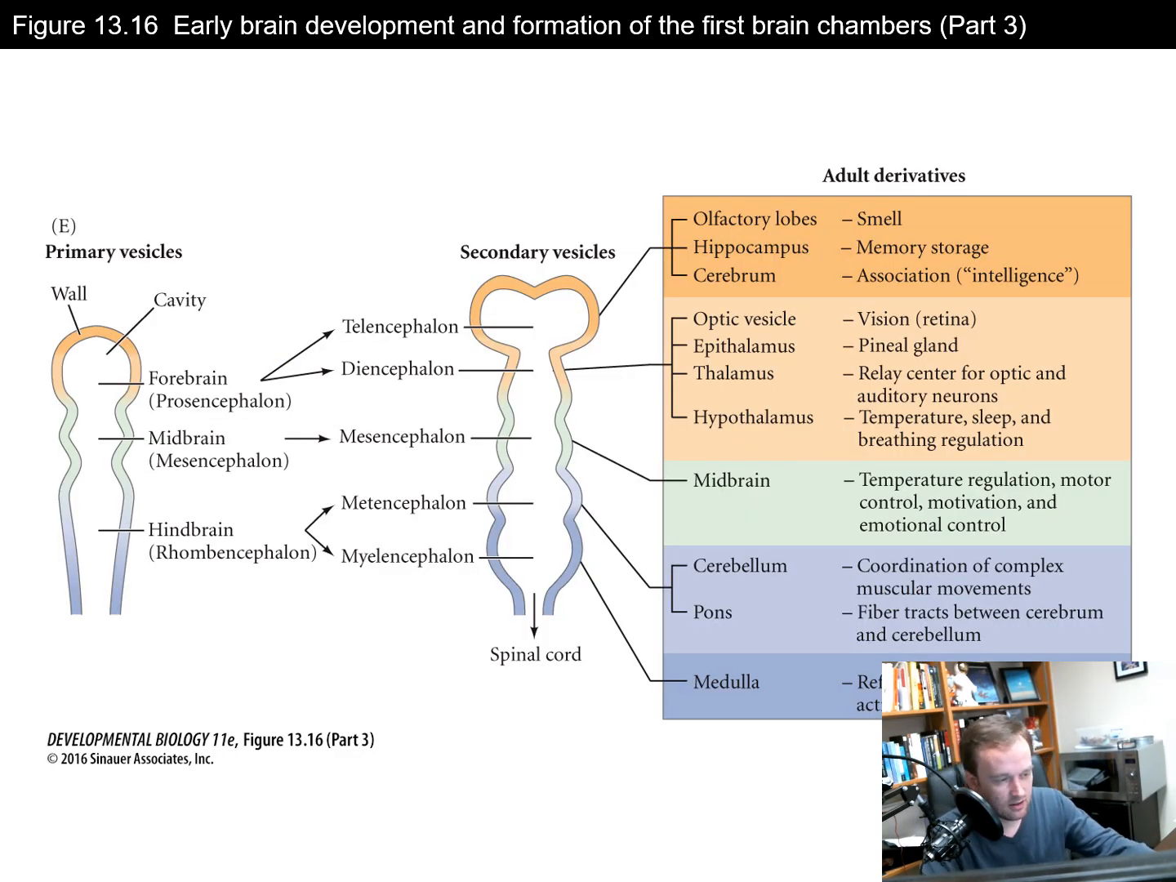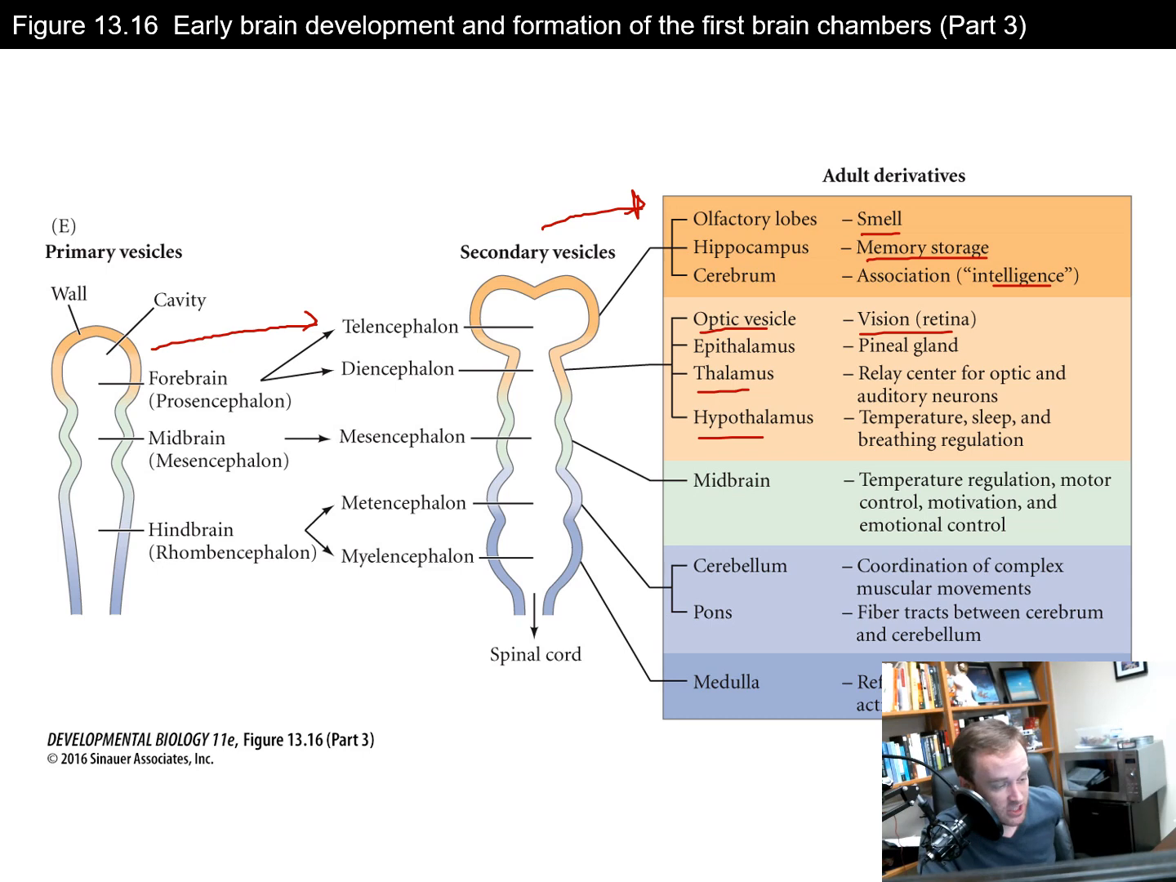So in the human brain development, we actually subdivide more. And so the forebrain becomes the telencephalon and the diencephalon, so that kind of gets divided into two, where the telencephalon will go on to become the olfactory lobe, the hippocampus and the cerebrum, which associates memory storage, smell, and general intelligence. The diencephalon, so the back part of the forebrain, is the optical vesicle, the thalamus, the hypothalamus, so temperature, sleep, breathing regulation, vision.